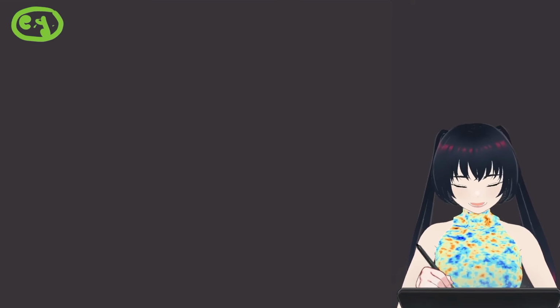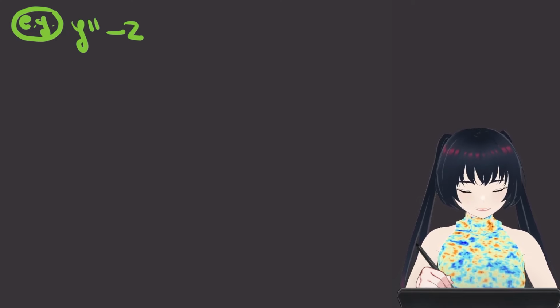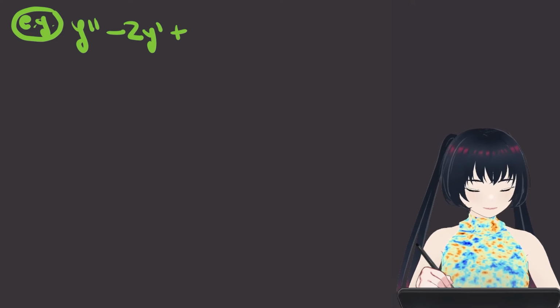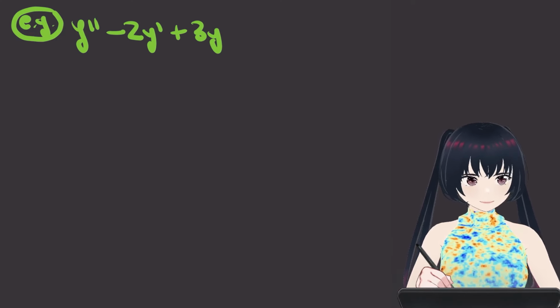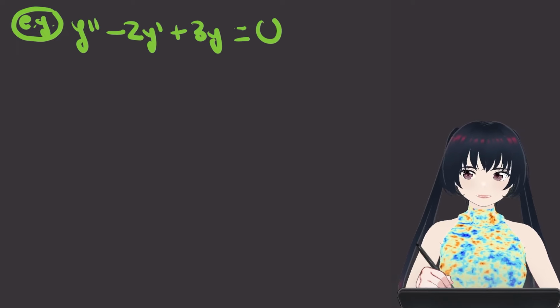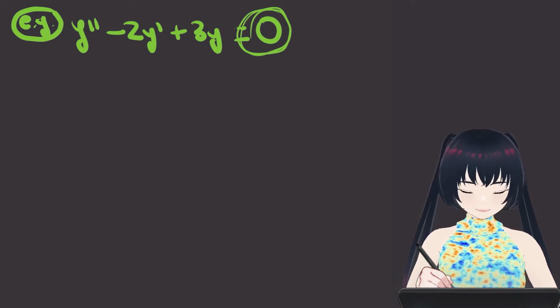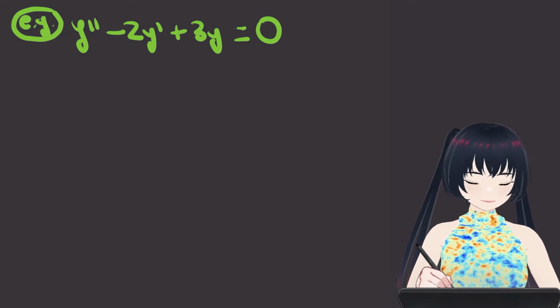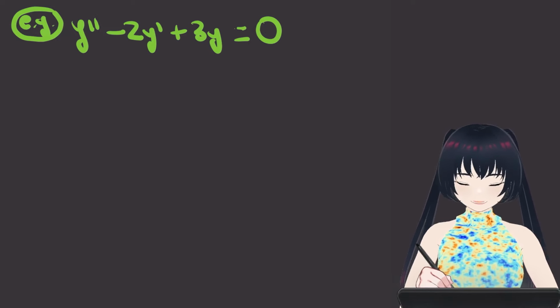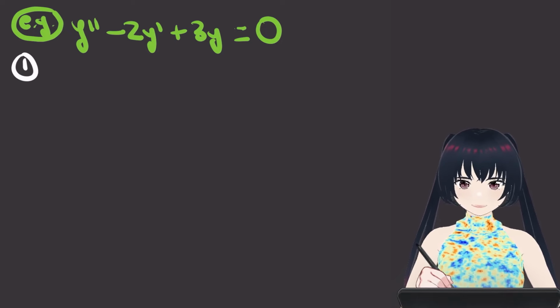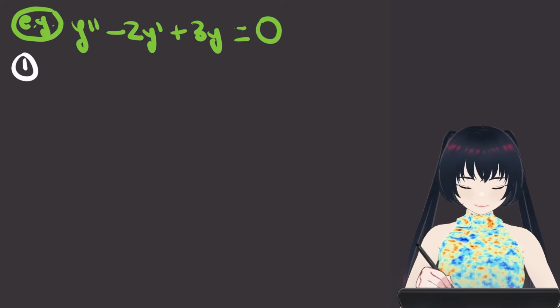Let's say that we have the ordinary differential equation y double prime minus 2y prime plus 3y is equal to 0. Now note that we are dealing with homogeneous differential equations. That's why this side is equal to 0. So let's start out by solving it. Remember step 1, right? Do the characteristic polynomial.